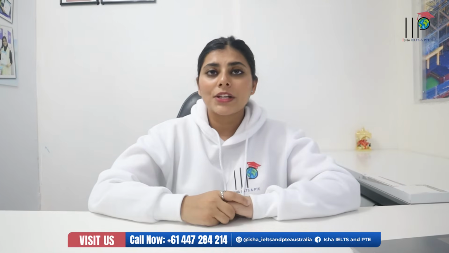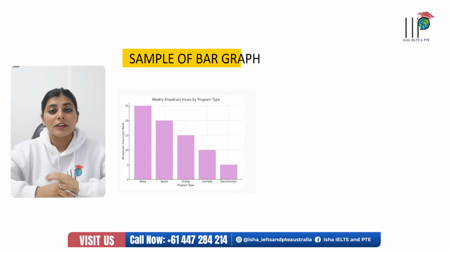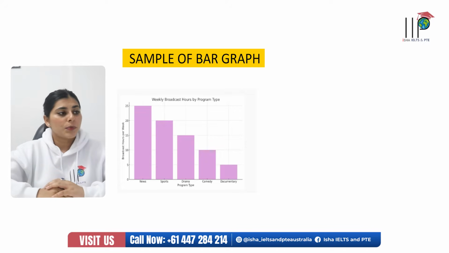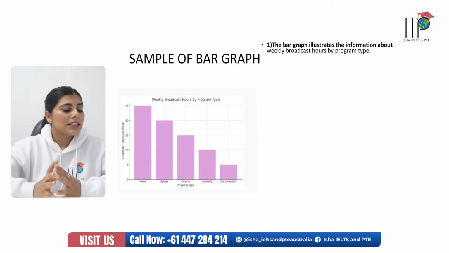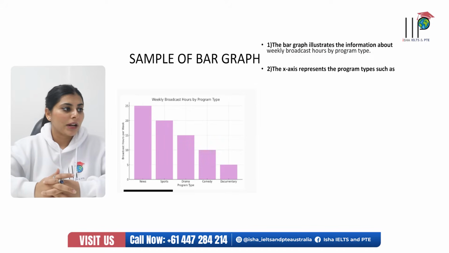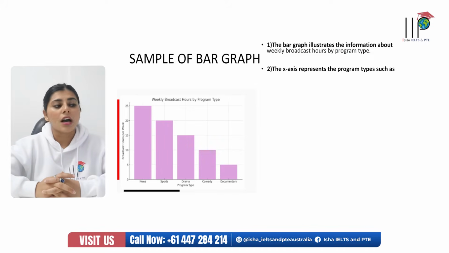Let's understand this question with the help of the sample bar graph that you're able to see. As you can see over here, the topic says weekly broadcast hours by program type. So in the first line, we will say the bar graph illustrates the information about weekly broadcast hours by program type. As you can see that on x-axis, we can find out the program type and on y-axis, we have broadcast hours per week.